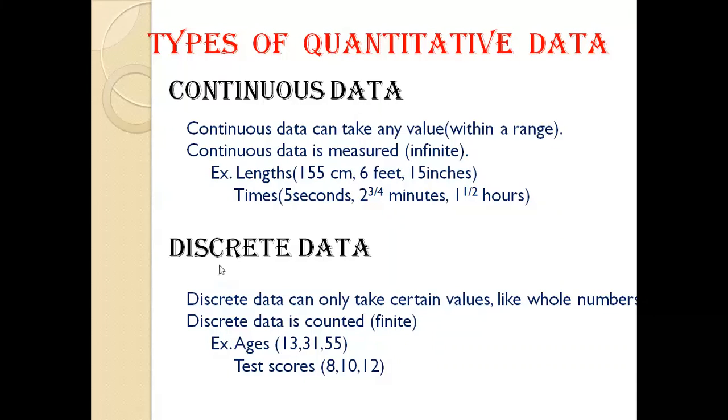Now we see the second type of quantitative data, which is discrete data. Discrete data can only take certain values like whole numbers. It is finite in number and discrete data is counted. Now we see the example of discrete data. According to the definition, it takes only whole numbers like 0, 1, 2, 3, 4, 5 and many more. That's why in the example also we say that all are whole numbers.